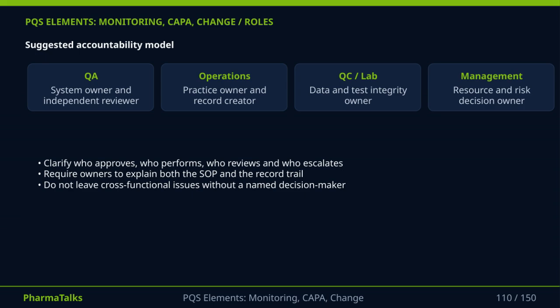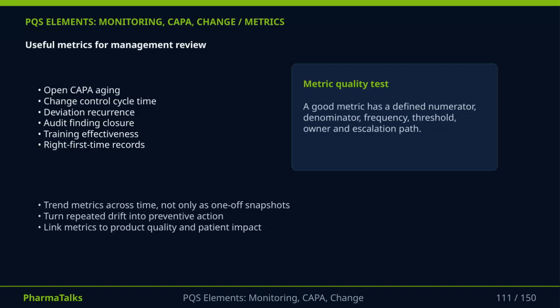This suggested accountability model is designed to strengthen quality oversight and ensure that every element of monitoring, CAPA, and change is managed effectively. On this slide, we're focusing on key elements of the pharmaceutical quality system, particularly monitoring, CAPA, and change management. One of the critical tools for management review is the use of useful metrics.